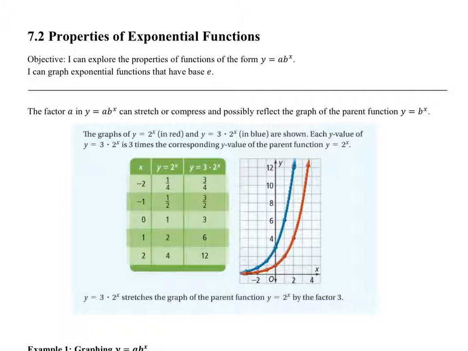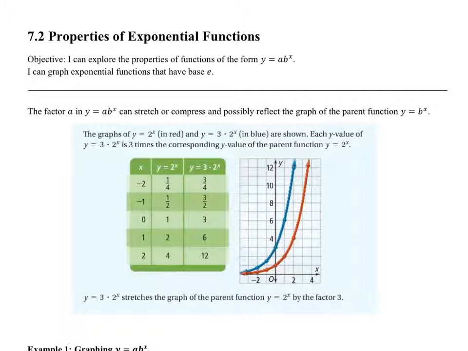7.2 properties of exponential functions, so more graphing. Now, in this intro, the graphs, this would be considered the parent function, 2 raised to the x. Now, the parent function for exponential functions will all look a little bit different. The one thing that will be the same in every parent function is this point right here, 0, 1. The reason why they look different is because we have this base 2. So in this case, we have a base of 2.